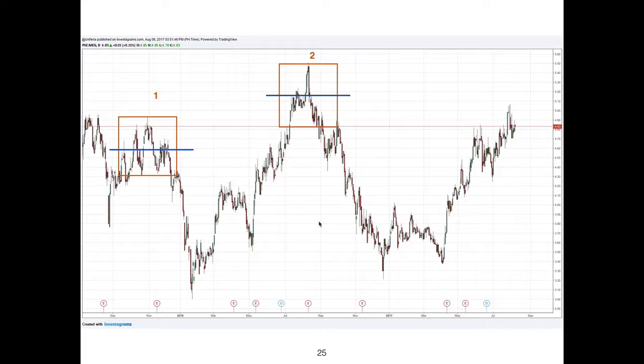In box 2, we find the same scenario, wherein prices consolidated below the box and resulted in a strong downtrend.